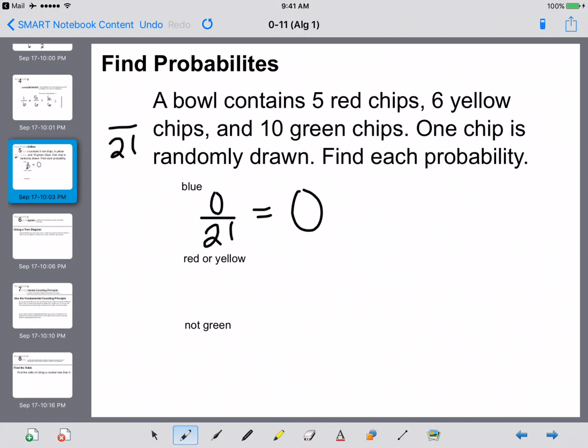Drawing red or yellow. So that would be 5 plus 6, which is 11, out of the total amount of 21. And then the probability of drawing not green, which would be drawing red or yellow. So that's the same, 11 out of 21. The complement for drawing not green would be drawing green, which would be 10 over 21.